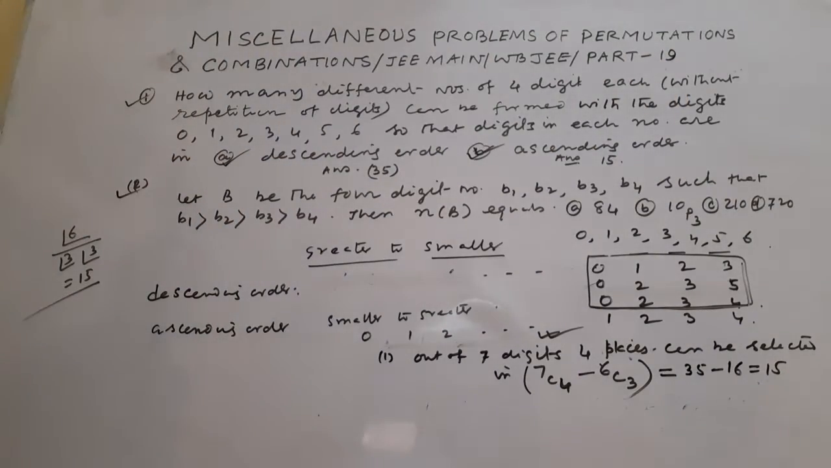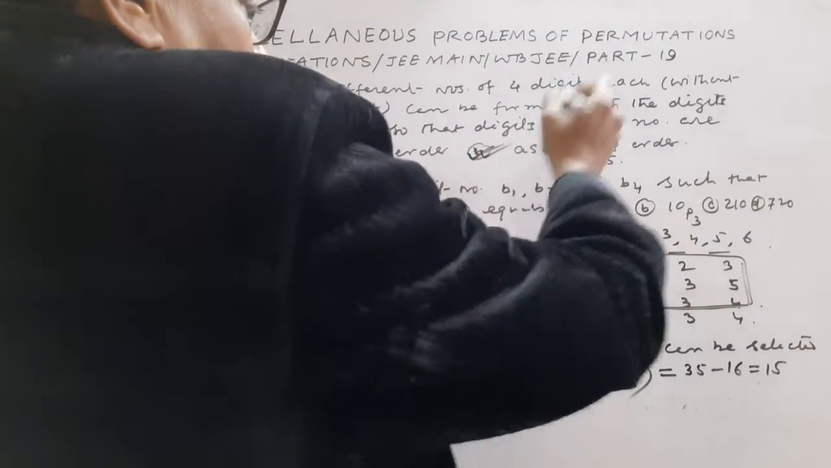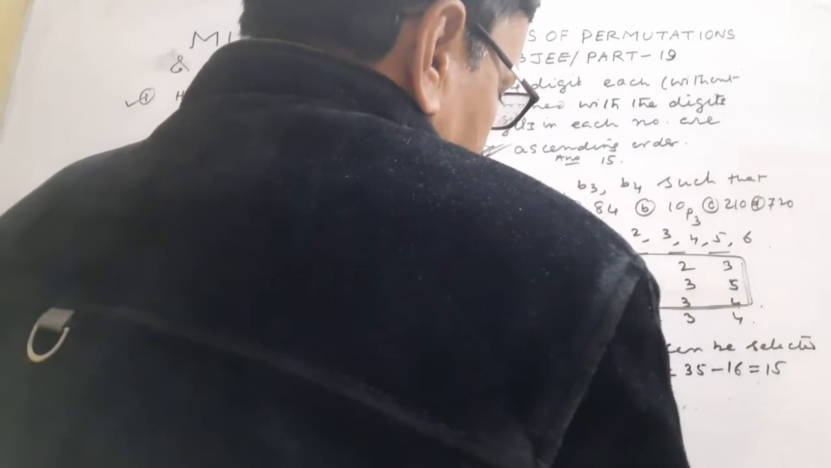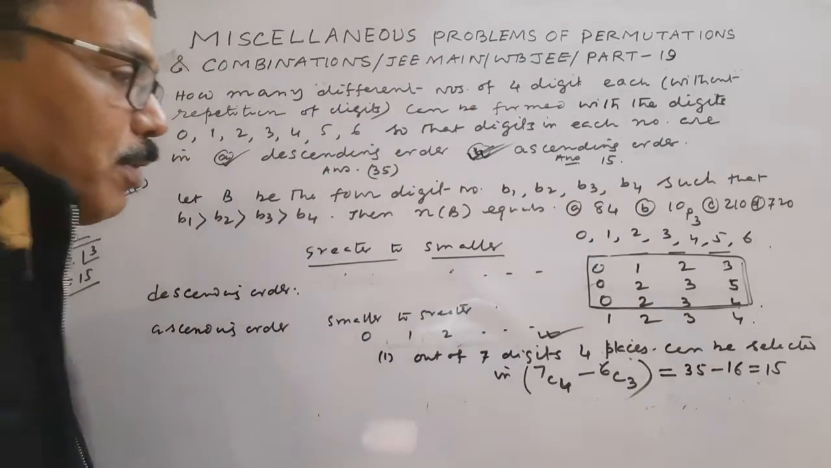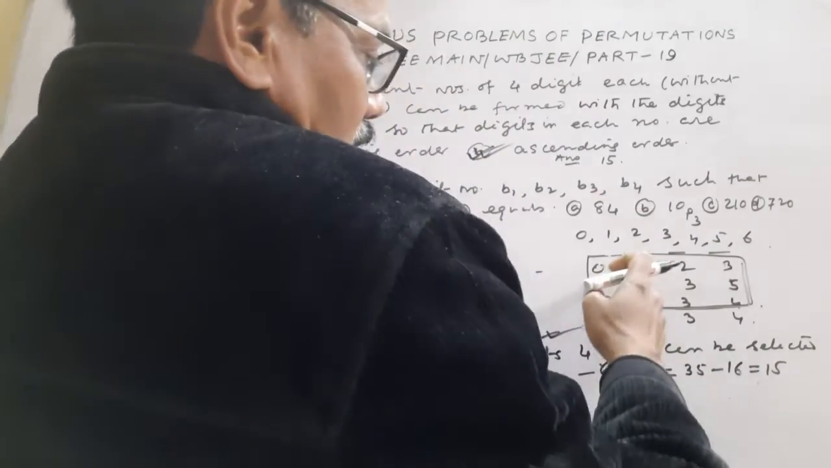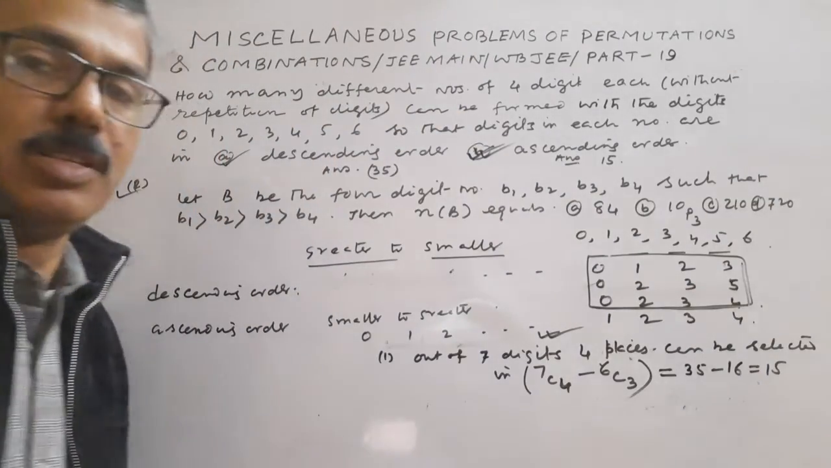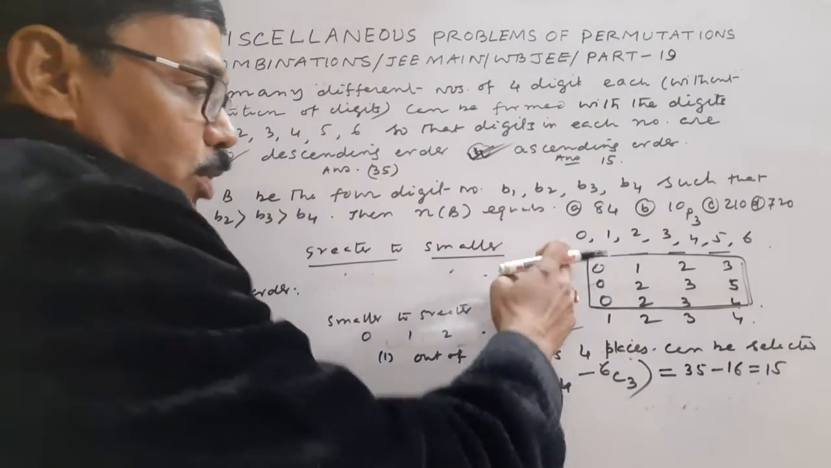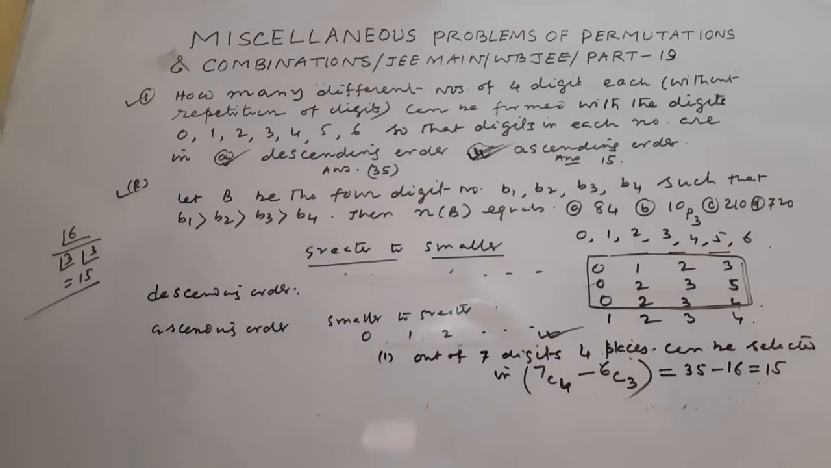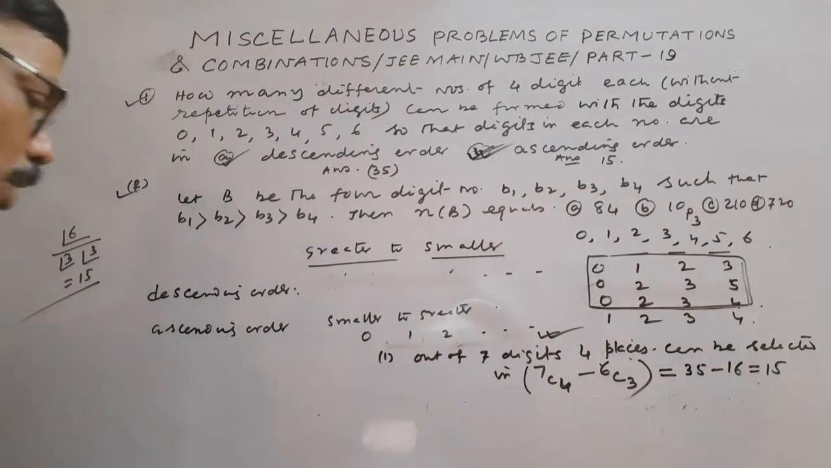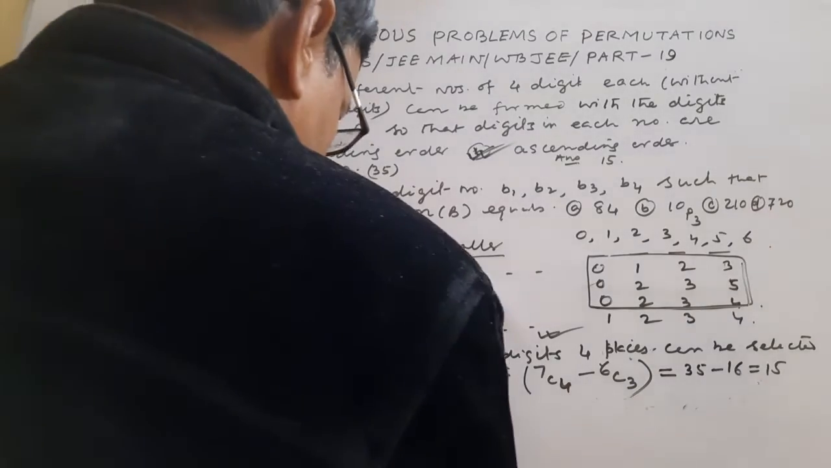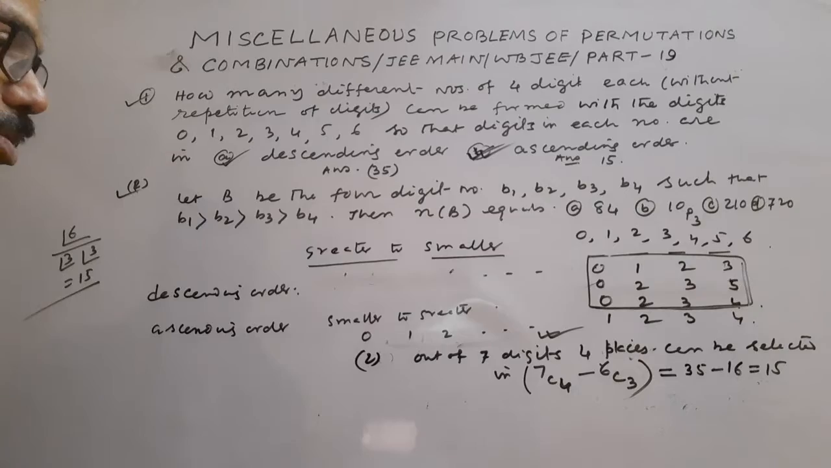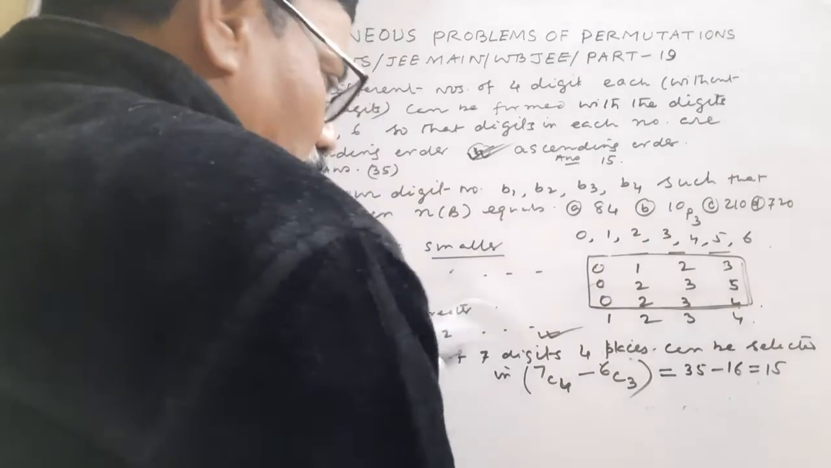Now look at it again. If the numbers are in ascending order, you can take 0 at the first place also, but then they are not 4-digit numbers. So the total selection is 7C4 minus the number of selections in which 0 occupies the first place. If 0 occupies the first place, the remaining numbers are 6 and the remaining places are 3. So for case 2, out of 7 digits, 4.